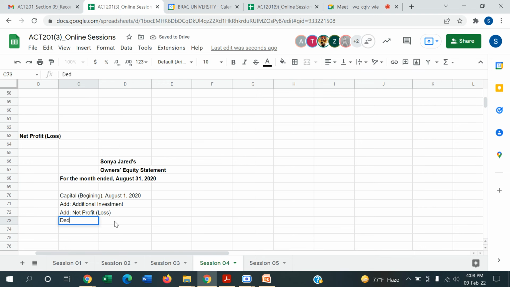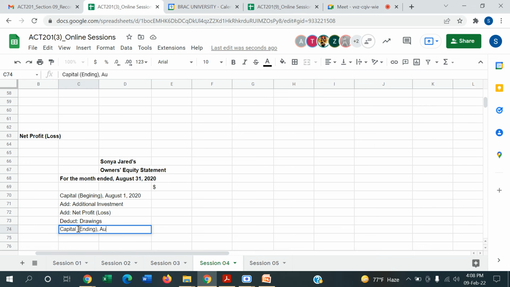And if there is any drawings, we need to deduct it. So this is how we can determine the claim of the owners, to find out the owner's equity at the end.